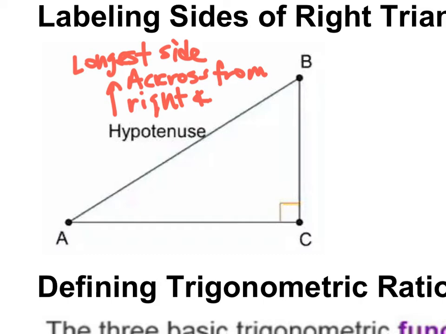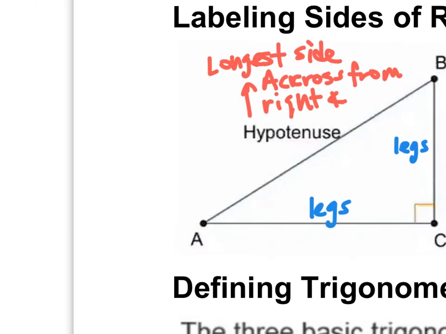Now, these are legs, Lieutenant Dan's magic legs of the right triangle. They are the sides that create the right angle. So the legs, I'm going to write over here, create the right angle.